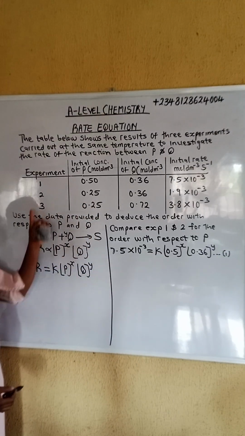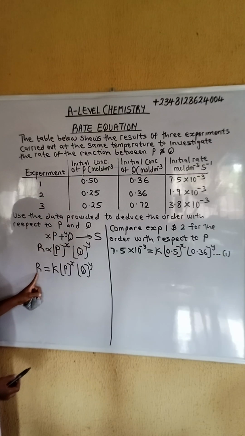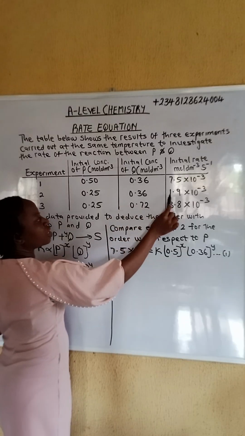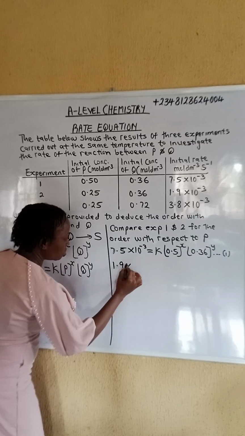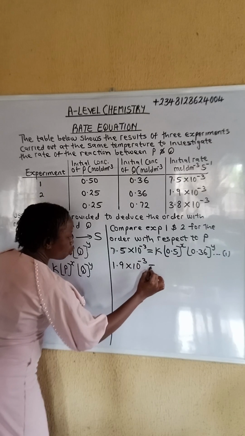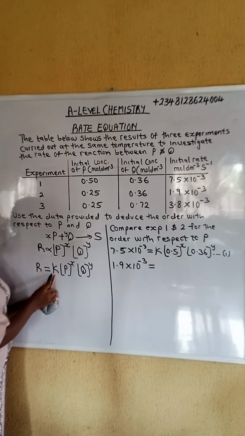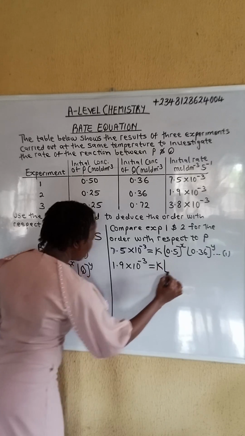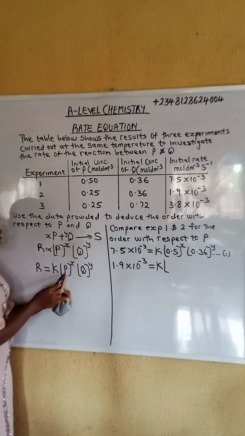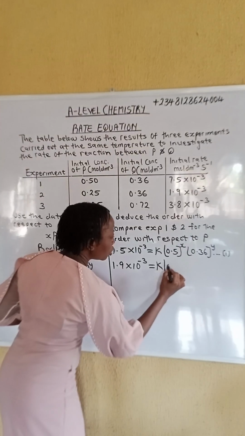Then we are going to write the rate equation for experiment 2. Let's move to experiment 2. The rate of reaction for experiment 2 is 1.9 times 10 raised to power minus 3, equal to, now we don't know the constant value, so let's call it K. Then into brackets, the concentration of P under experiment 2. The concentration of P is equal to 0.25.